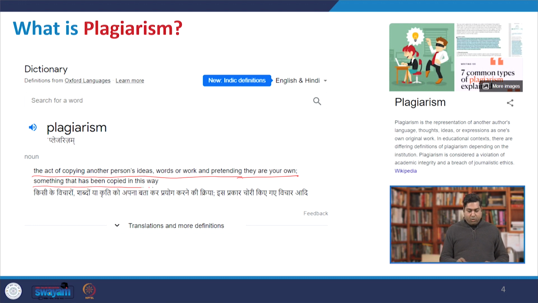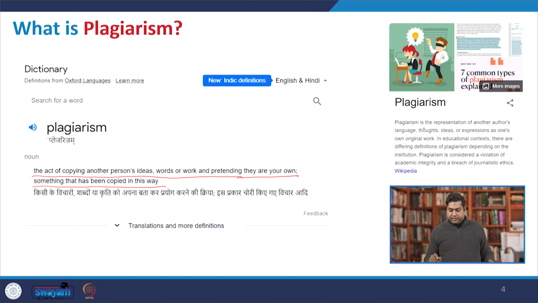Something can be copied directly by copy pasting, or I can copy paste and change certain synonyms to make it look different. Those are acts of plagiarism, which is really very serious, and it is against academic integrity. So we should not get into those kinds of situations.